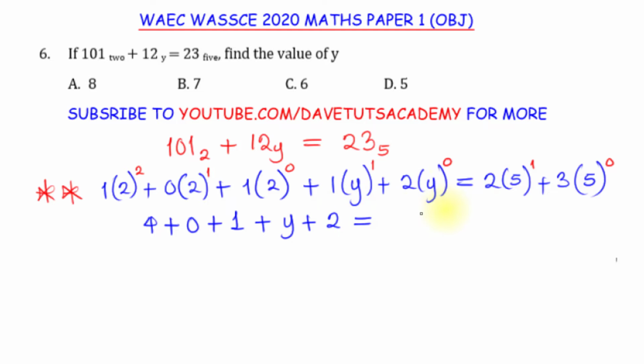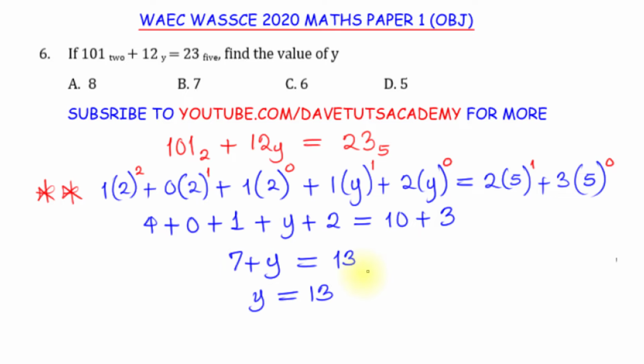Is equal to 5 raised to power 1 is 5. 5 times 2, that is 10. Plus 5 raised to power 0 is 1. 1 times 3, this is 3. So we can just see 4 plus 1, that's 5 plus 2. We have 7 plus y is equal to 10 plus 3. 10 plus 3 is 13. So if we work on that, we can say 7 plus y is equal to 13.